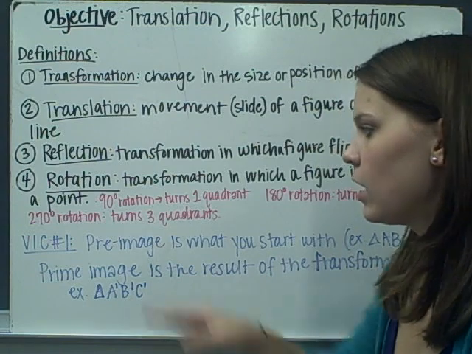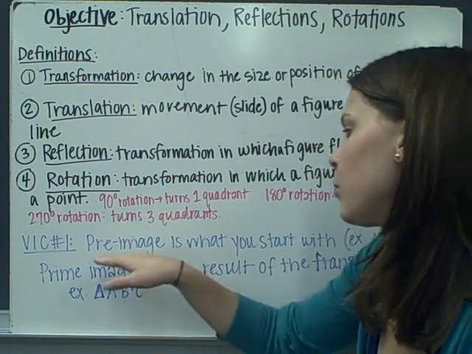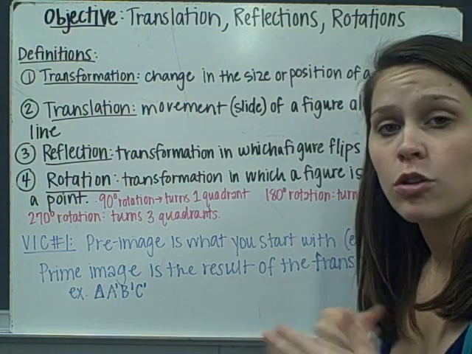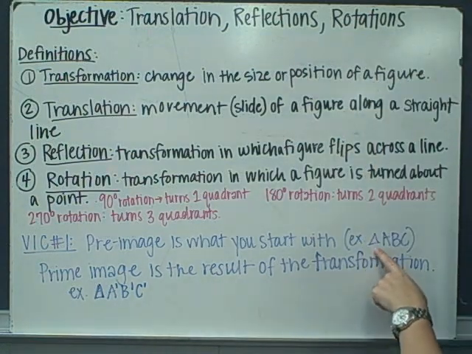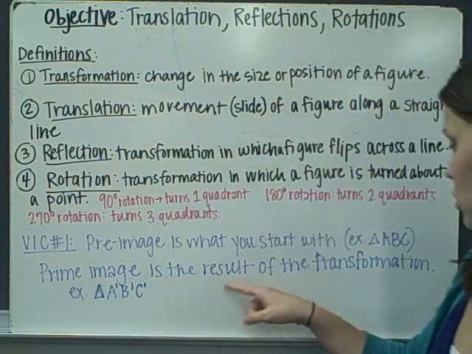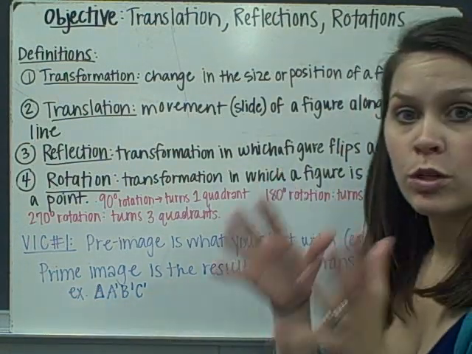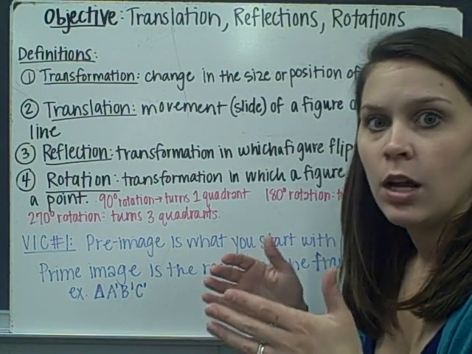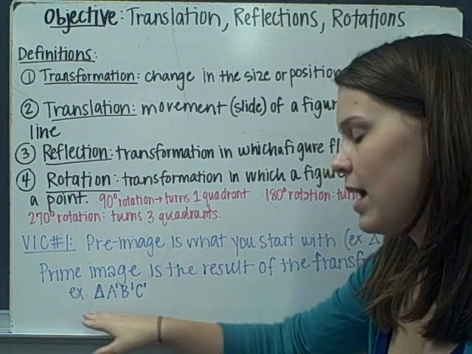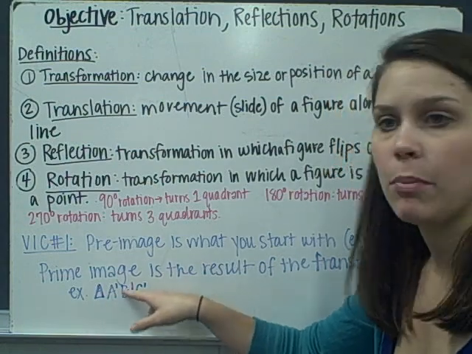Big number 1. A pre-image is what you start with. So the image that you start with is called your pre-image, which for example would be triangle ABC. Your prime image is the result of the transformation. So it's the result, whether you flipped it, you slid it, you rotated it, it's the image where it lands. And so that's written as triangle A prime, B prime, and C prime.